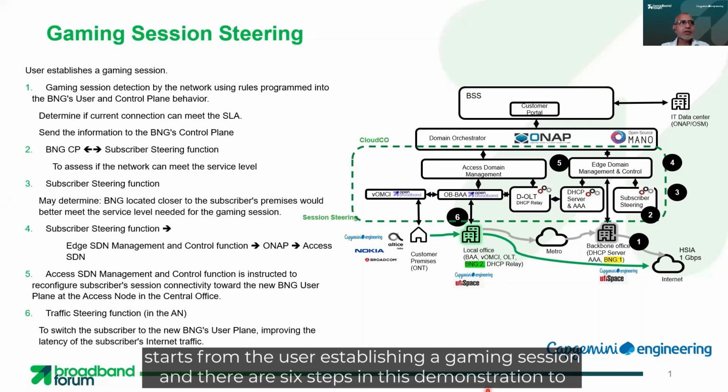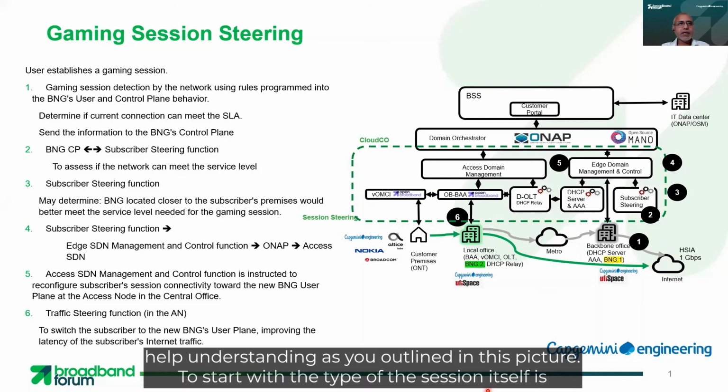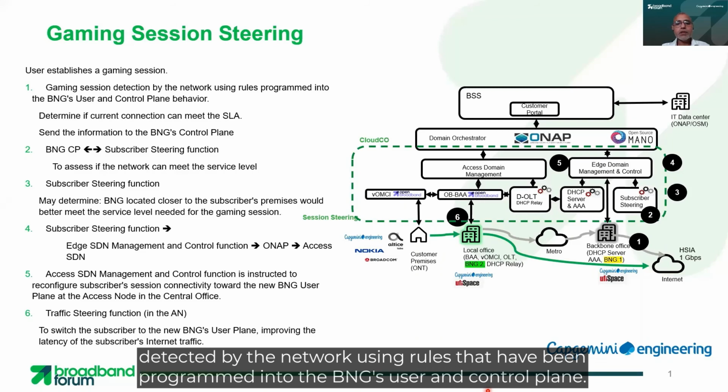It starts from the user establishing a gaming session. And there are 6 steps in this demonstration to help understanding, as we have outlined in this picture. To start with, the type of the session itself is detected by the network using rules that have been programmed into the BNG's user and control plane.